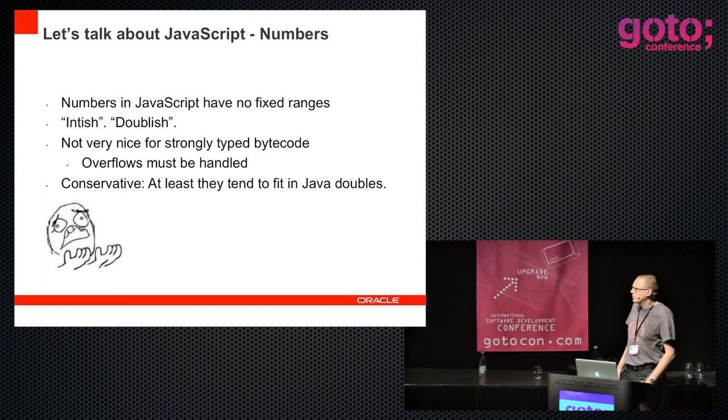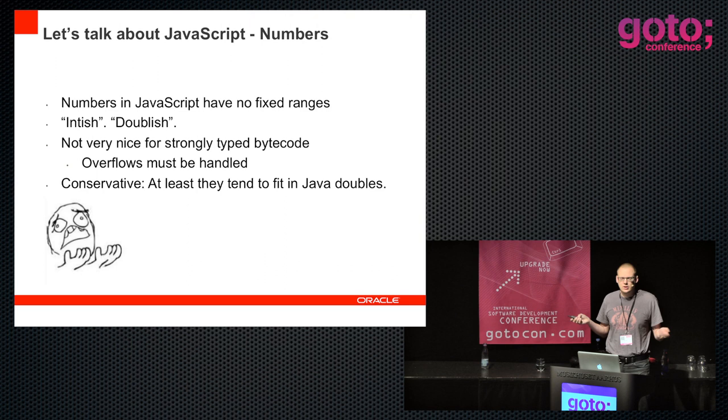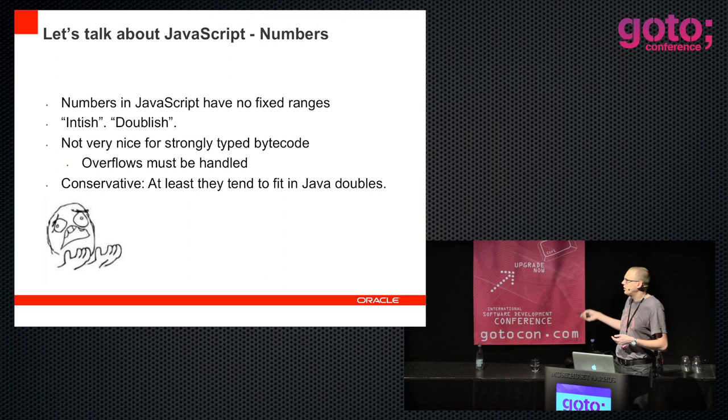So overflows must be handled. If you have two very large positive integers and add them together in Java, you get a negative integer because you get an overflow, and that's how Java is defined to work. In JavaScript, you get a larger number that takes more than 32 bits to represent. So just using int opcodes and hoping that we don't overflow, I mean, you can't do that because sometimes you overflow.